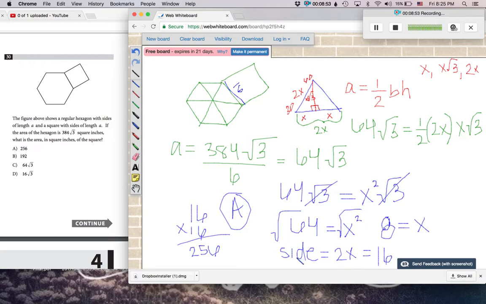Then we have a side here. We say, okay, the side is in fact 2x, right? Because we decided that up here. So the side length is 16. Boom, 16. 16 times 16 is 256. The area of the square is 256.